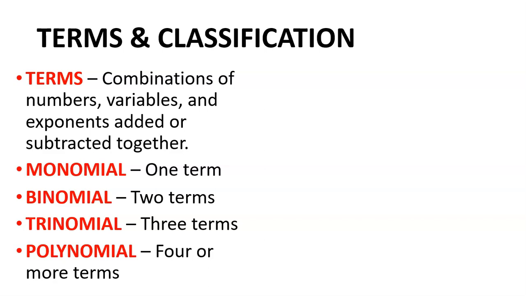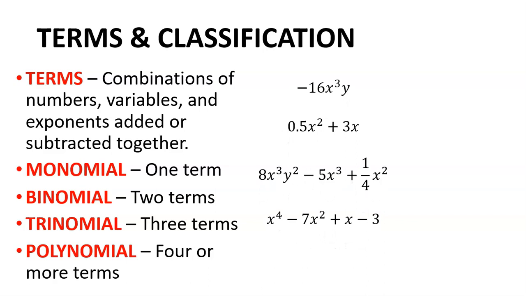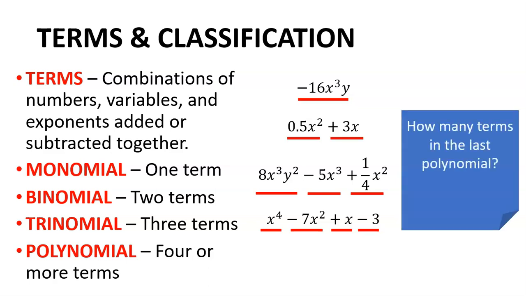Here are some examples of some of these. And you'll notice that I will underline the terms. The term does include the positive or negative sign that's in front of it. And you'll see here one term, two, three, and four terms. So question, if I were to ask how many terms are in the last polynomial, how many terms? You're right, four. Four terms in the last polynomial.